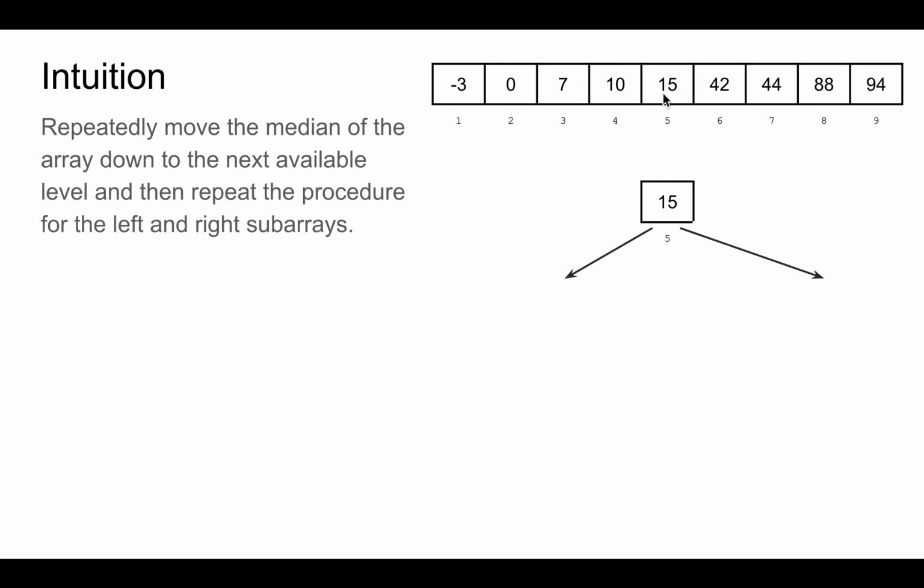So first we have the middle value of 15. That's the median value out of those 9 values, the 5th value. And so that's going to be the root of our binary tree.